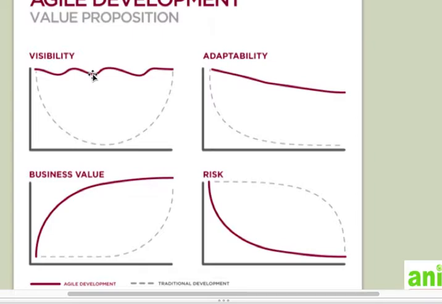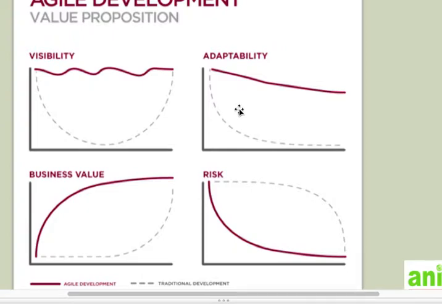So after every iteration, when a deployment is taking place, at that time that particular requirement or the features or functionality goes into the user community. So again the visibility is high. Again there is a slight dip when the sprint is in process. Okay, when the sprint is deployed and we are ready for the new sprint, again visibility goes high. That way it stays at a very high level.